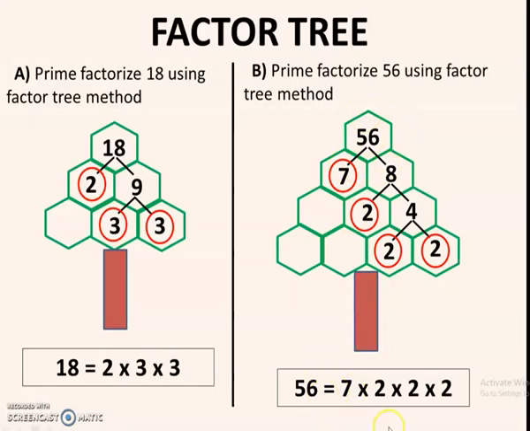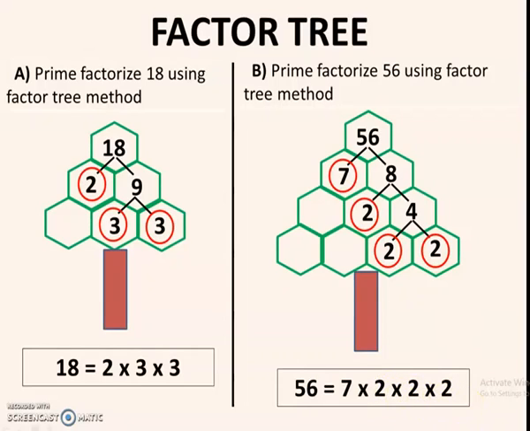56 is equal to all the circled numbers. Why? Because they are the prime factors. They are the prime numbers over here used to prime factorize 56 using factor tree method. So 7 into 2 into 2 into 2 is the answer.